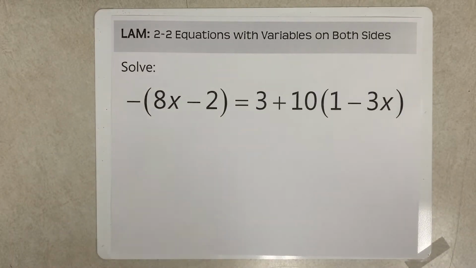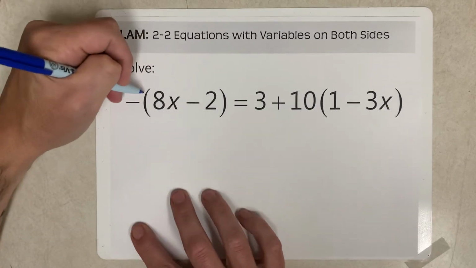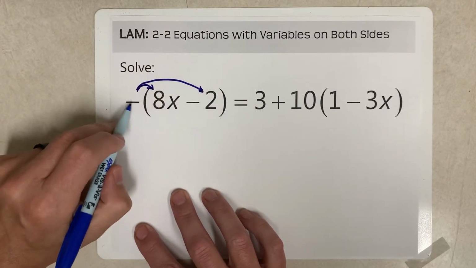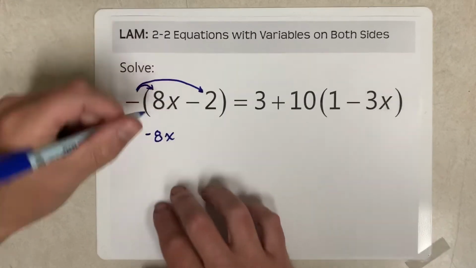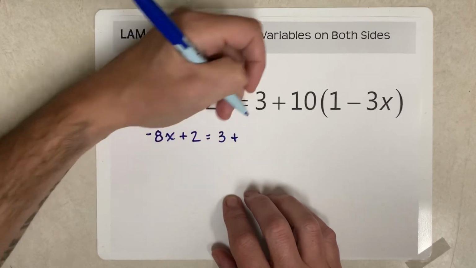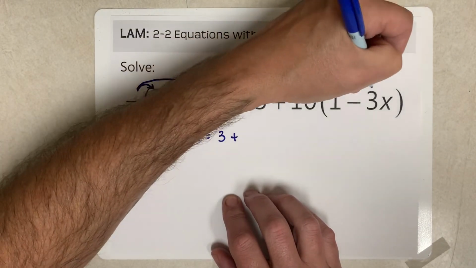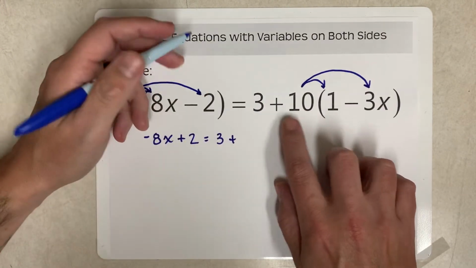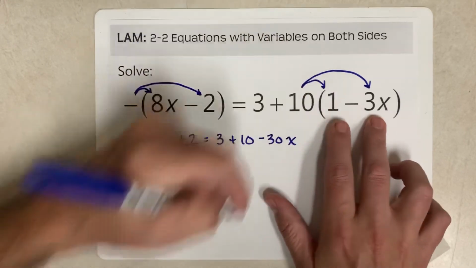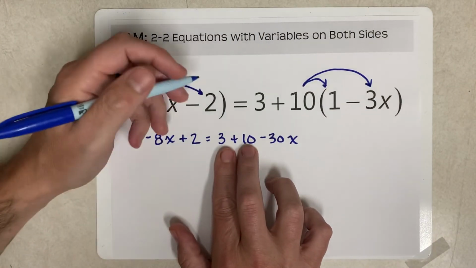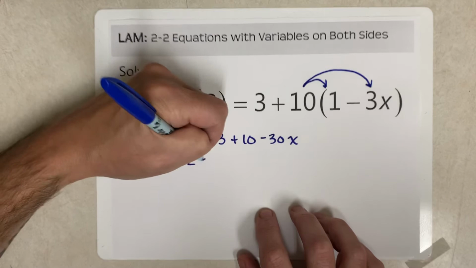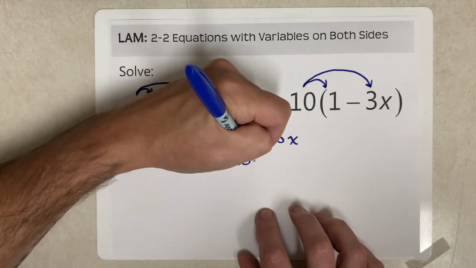All right, so we got some distributing going on here. Let's see how this works. Negative out front means you just distribute a -1 to both these guys. And all it's going to do is change the sign. So negative 8x, that'll be a positive 2, equals 3 plus, distribute this. You definitely don't want to say 13, that doesn't work. So 3 plus 10, and then minus 30x. All right, I can combine those together to make 13 now. Luckily, that's a coincidence. Negative 8x plus 2 equals 13 minus 30x.